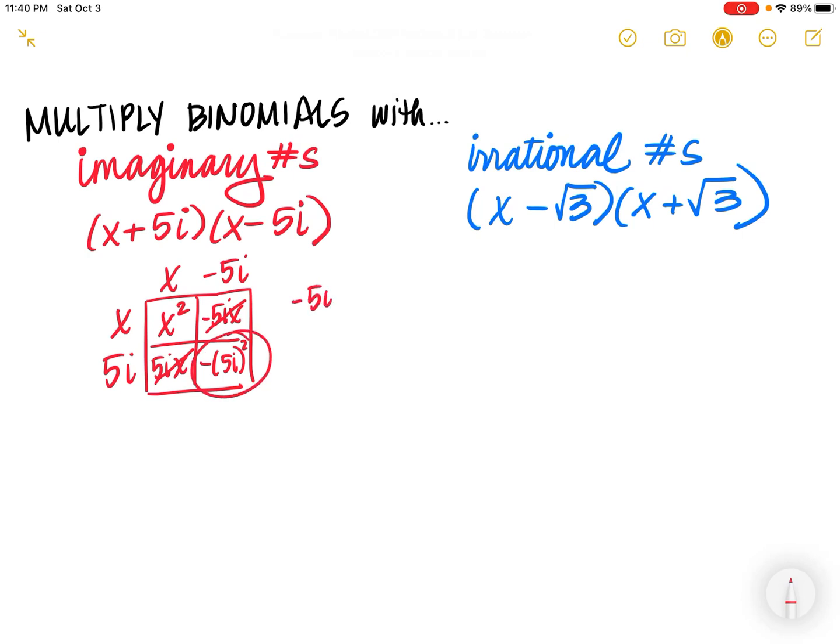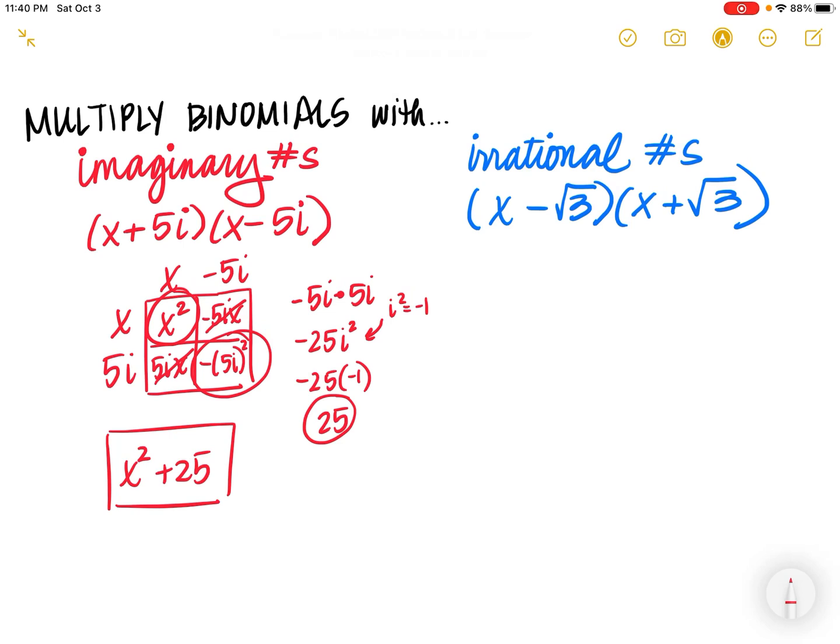Well, we have negative 5i times positive 5i. And I can kind of break this apart. I can say negative 5 times positive 5 is negative 25. And i times i is i squared. Well, i squared is negative 1. I squared equals negative 1. So this is actually like negative 25 times negative 1, or just a positive 25. So what do we have left over? We have that x squared plus 25.